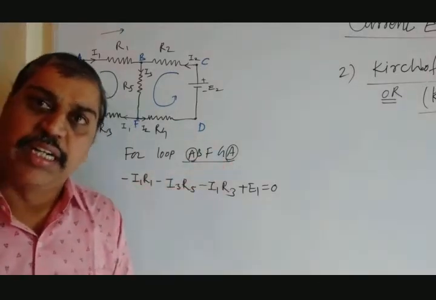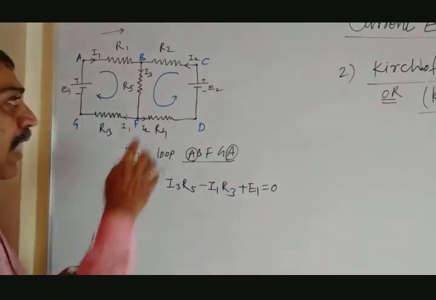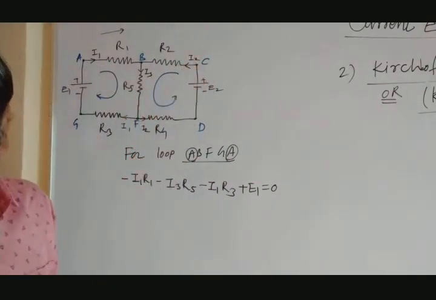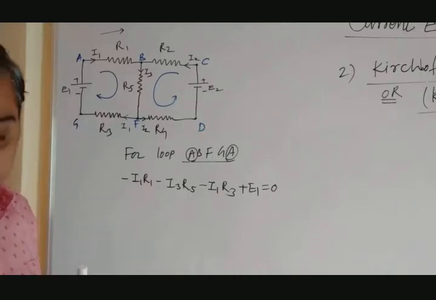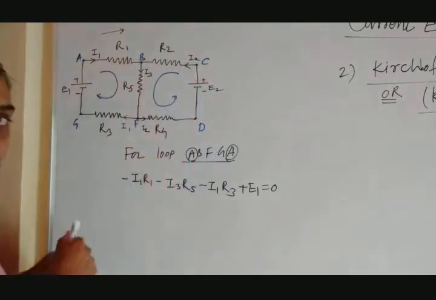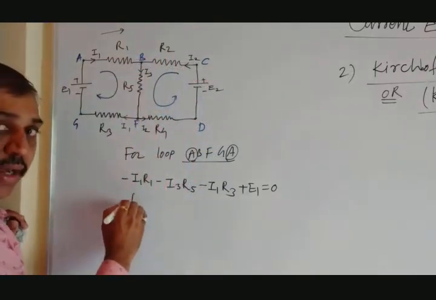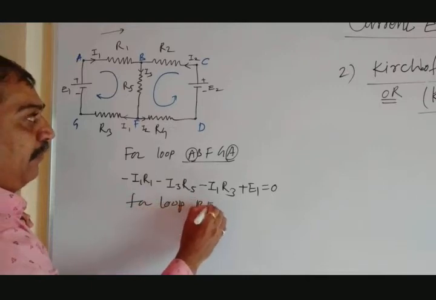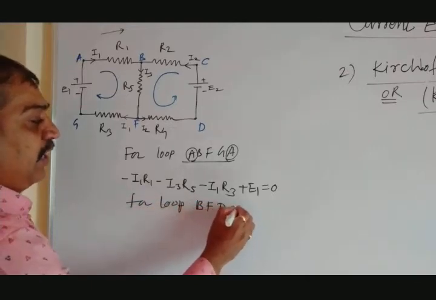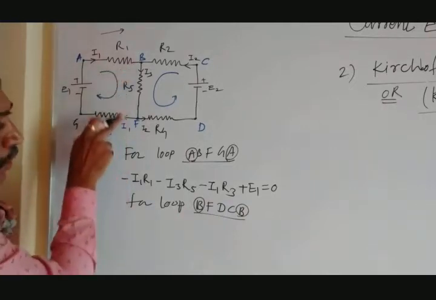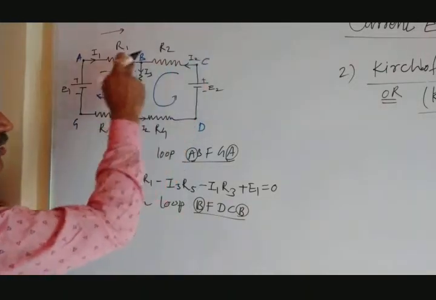If you don't, then let's take a second part also. You can take the second loop B, C, D, F, B. Let's see in your book what they have taken. Yes, B, F, D, C, B. They have taken B, F, D, C, B. I will write again for the loop B to F to D to C to B, the same again. So it will form a loop. Now we have to go from B to F, F to D, D to C, C to B.